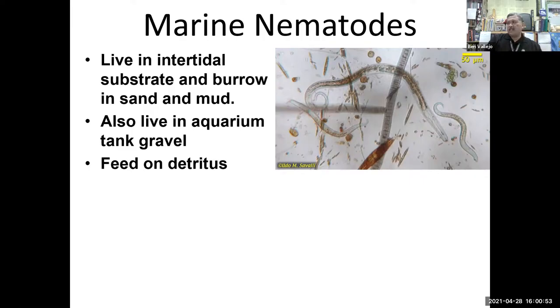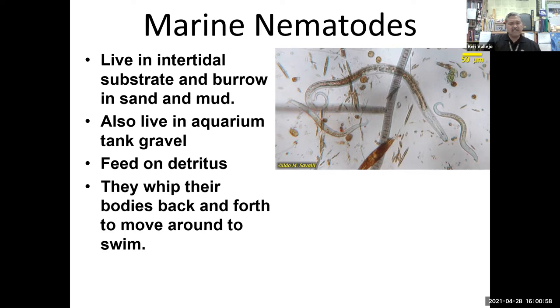Nematodes feed on dead organic material. We call that detritus. And if they're out in the water, they can actually maneuver in the water a little bit. They're plankton in the sense that they mostly have to float around, but if it was very still water, you could see that they have the ability to move a little bit from here to there. What they do is they whip their bodies back and forth to swim.